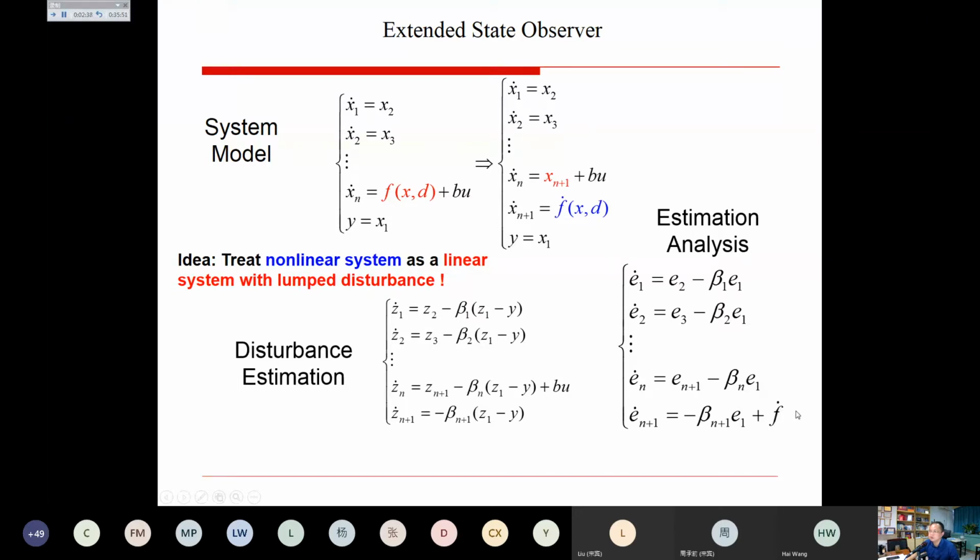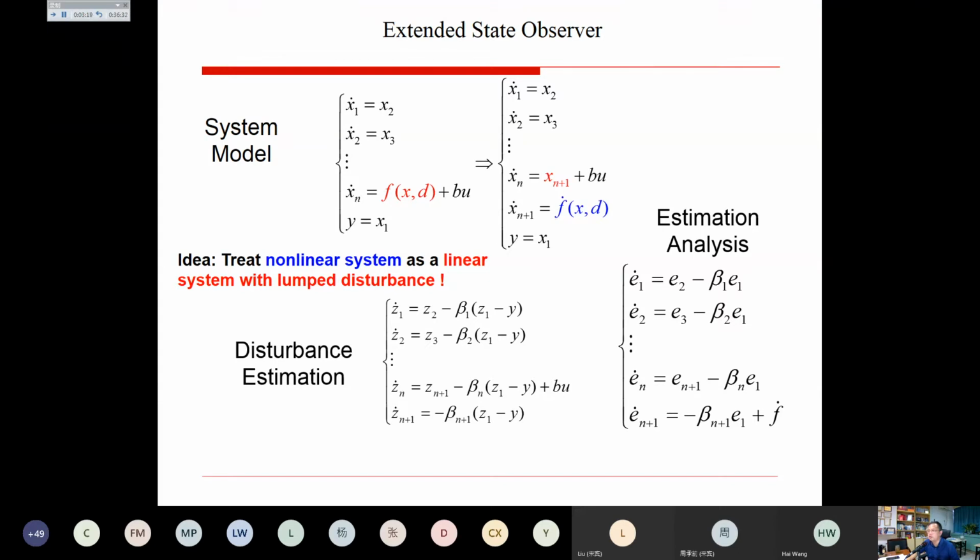f dot should converge to 0. So it means the external disturbance, and also the internal nonlinear function of the state, should converge to 0. Otherwise, the estimation is not accurate. So that's a big problem here. If the system has a strong nonlinearity, the f dot will not converge to 0. The nonlinear function of the state will not converge to a constant. So this is not good.